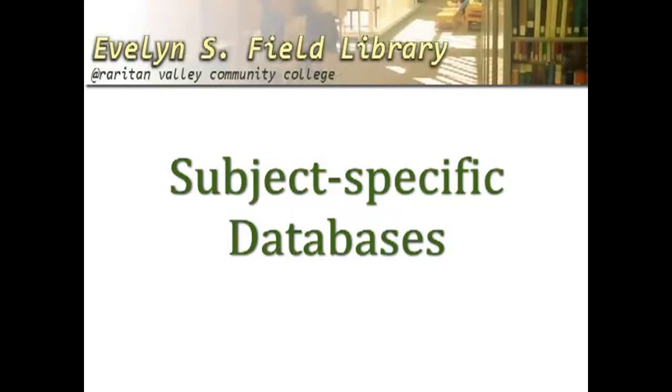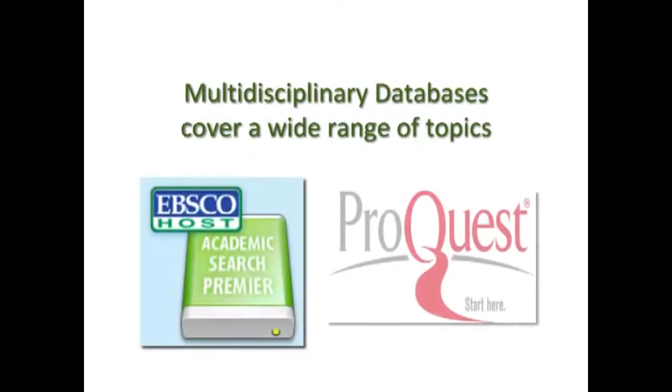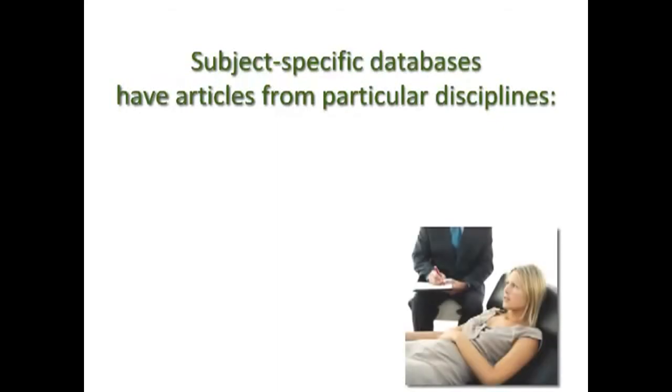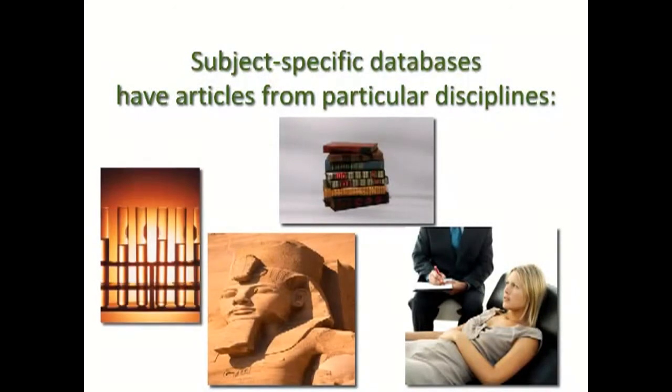This video will discuss subject-specific databases. You may already be familiar with databases like Academic Search Premier and ProQuest Research Library. These are multidisciplinary databases, which means they include information on a wide range of topics. The library also has databases that are specific to different disciplines or subject areas, from psychology to literature to history to science and so on.